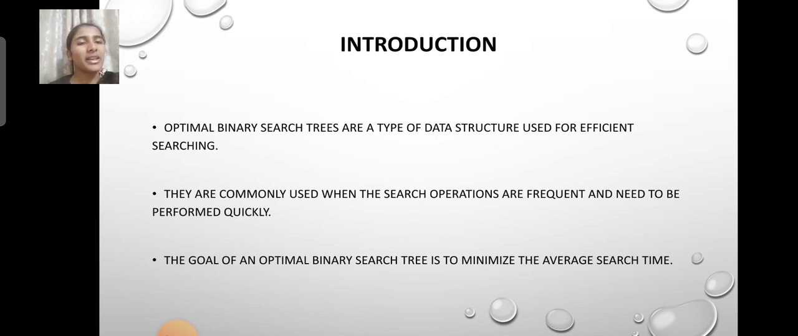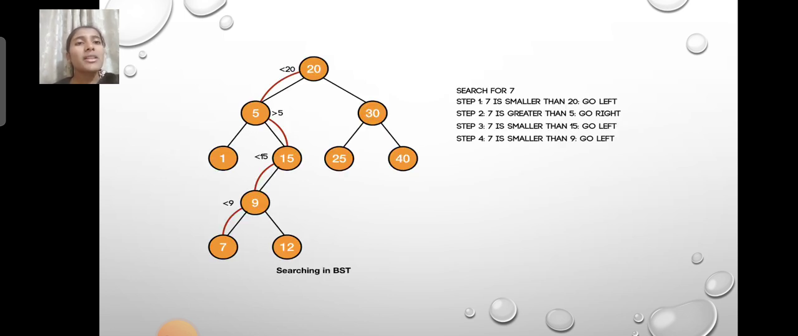Optimal binary search trees are a type of data structure used for efficient searching. They are commonly used when the search operations are frequent and need to be performed quickly. The goal of an optimal binary search tree is to minimize the average search time. This is an example of searching in a binary search tree.